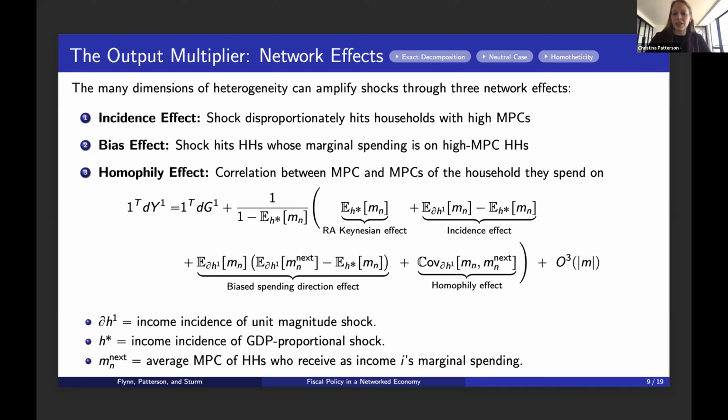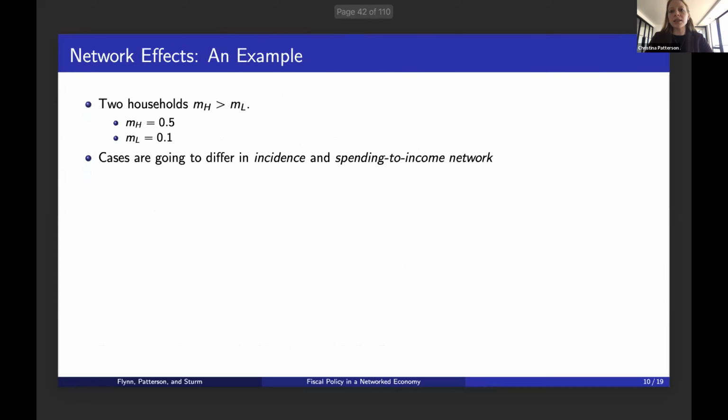So rather than talk through the details of the math here, which looks a little messy, I'm going to go through a couple of examples just to solidify the intuition for these three network effects. But before I move on, I'll just mention quickly that this is an approximation and there are potentially higher order terms here. We show in the paper the approximation is quite tight, which motivates our empirical focus on these three terms. Okay, so on to the examples.